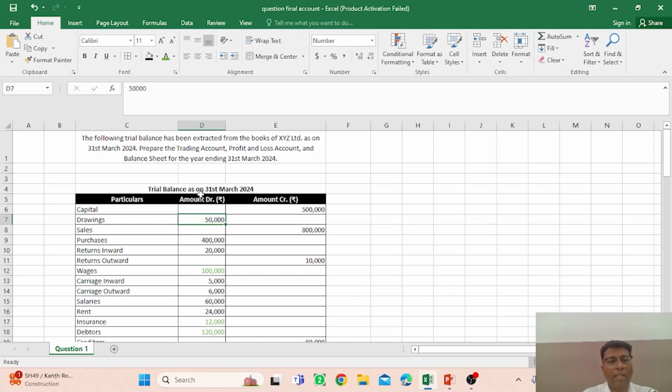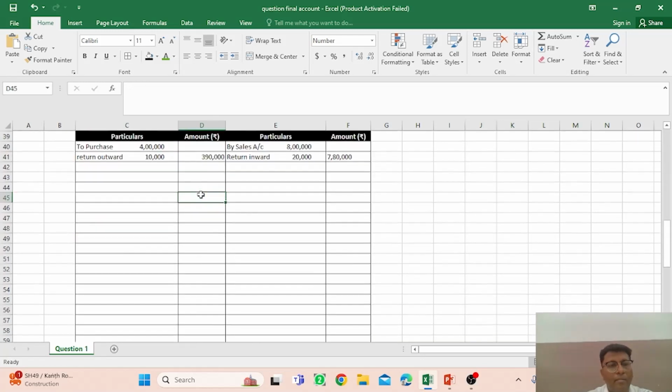Wages rupees 1 lakh, but it is marked with green color. It means there was an adjustment. That's why I was telling you that you should mark it, otherwise you will make a mistake, right? So wages rupees 1 lakh.